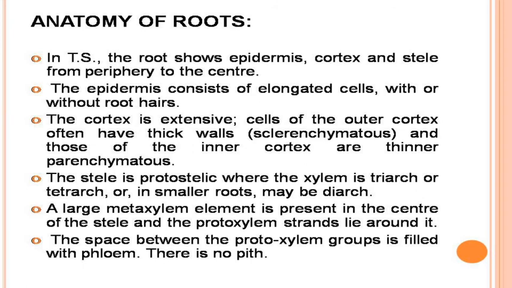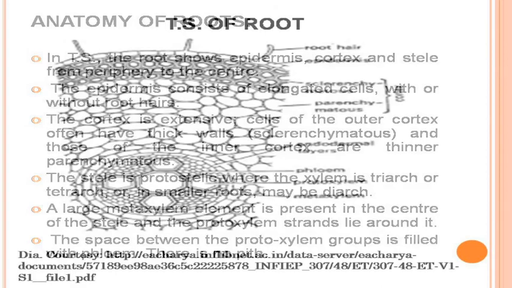Now the anatomy of the root. The anatomy of the root shows epidermis, cortex and stele. The cortex is divided into two portions, the outer cortex and inner cortex. The outer cortex is made up of thick-walled sclerenchymatous cells and the inner cortex is made up of parenchymatous cells. And the stele is a protostele, that is, xylem in the center surrounded by the phloem.